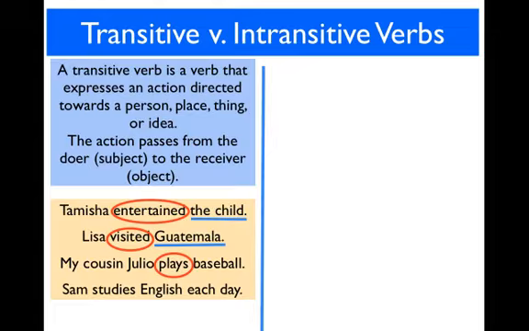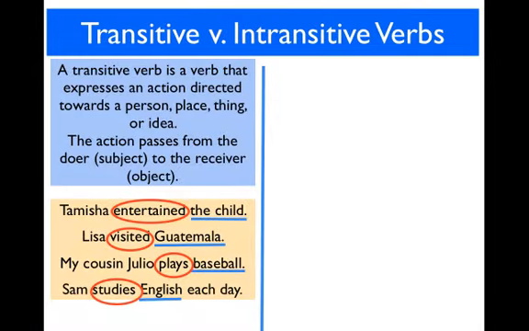My cousin Julio plays baseball. Plays is also a verb here. Plays what or whom? Baseball. That makes it transitive. Sam studies English each day. Studies what or whom? Well, he studies English. And that's why all of these verbs in these particular sentences are categorized as transitive verbs.